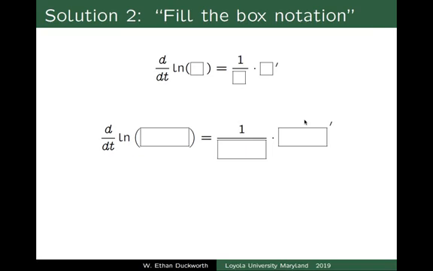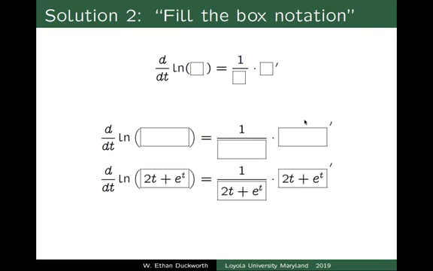And now you could just take that formula and write it on a piece of paper and fill those boxes with 2t plus e to the t. And again, each box gets the same thing. So this says the derivative of ln of 2t plus e to the t is equal to 1 over 2t plus e to the t times 2t plus e to the t prime. And that last prime means that we aren't done yet. We still need to take that last derivative and then we'll be done. But as long as you have that prime there, you haven't taken it yet.